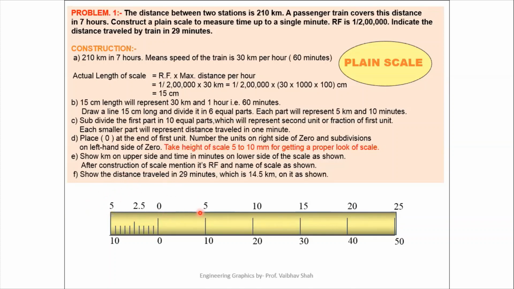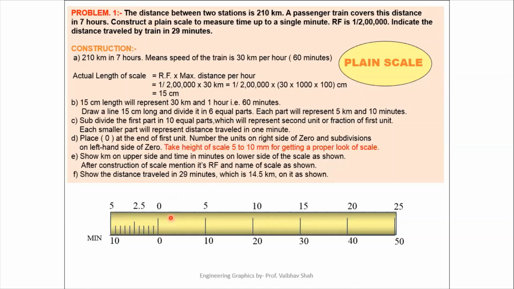So this is representing your 5 kilometers, and this is also representing your 5 kilometers. Now if we divide this portion into 10 parts, that means 5 kilometers by 10, so one single division will represent 0.5. So for these kilometers, this will be 0, then 0.5, 1, 1.5, 2, 2.5, 3, 3.5, 4, 4.5 and 5.